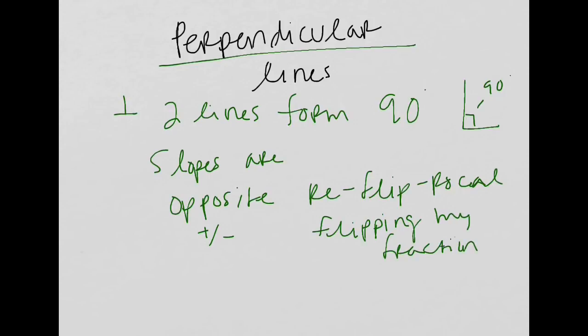Okay, meaning if I have a slope of 3, the perpendicular slope to 3 would then be opposite sign. This is a positive 3, so I would have a negative number over here. And flipping my fraction means, well, this is really just a 3 over a 1, so my new perpendicular slope would be 1 over 3. Okay, so I would have negative 1/3 as my new perpendicular slope to my original slope of 3.